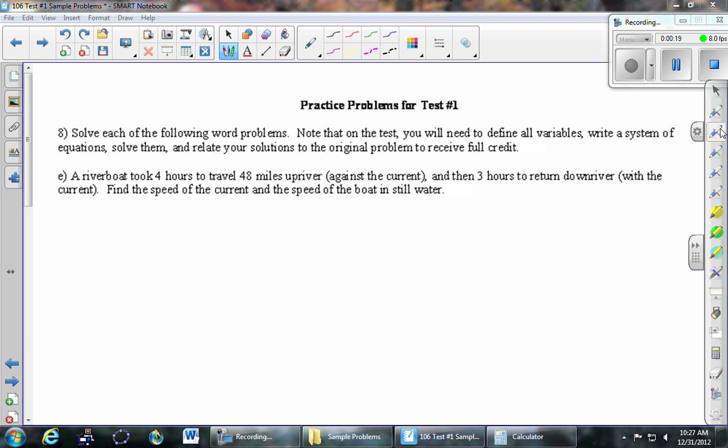So we did problems like this in class, and we made a table to try to organize the information. So if you haven't done so already, go ahead and pause the video here, make your table, and then come back.